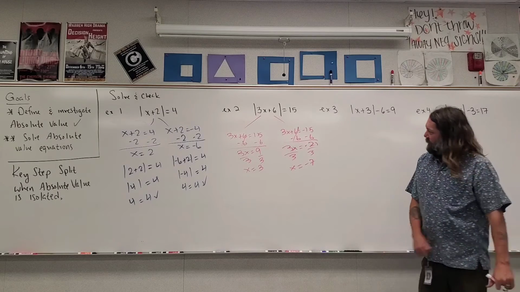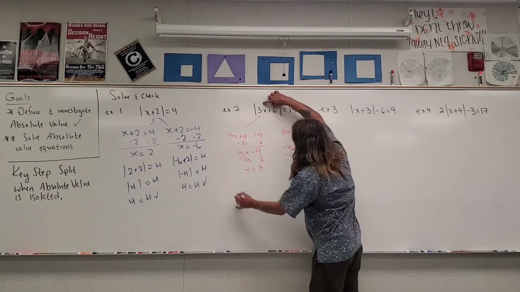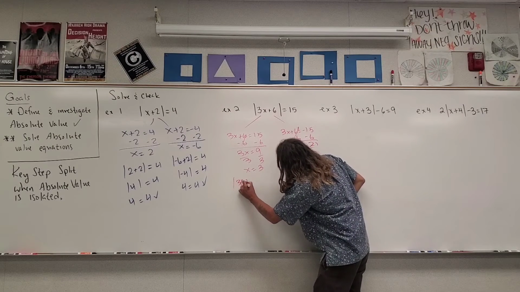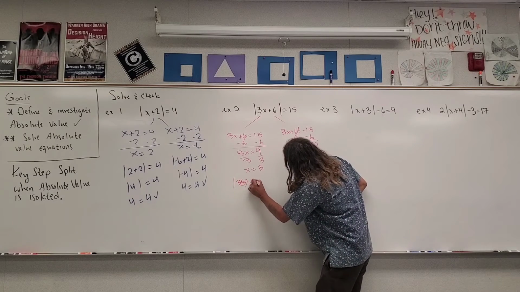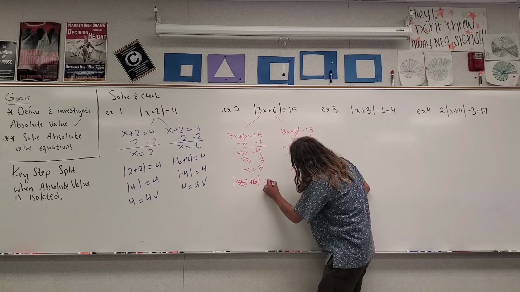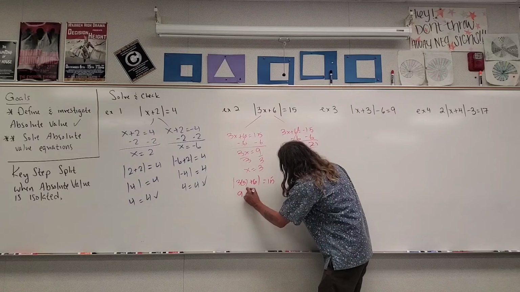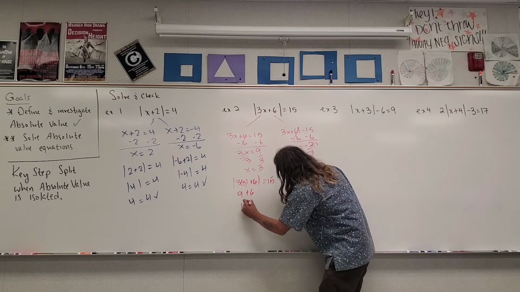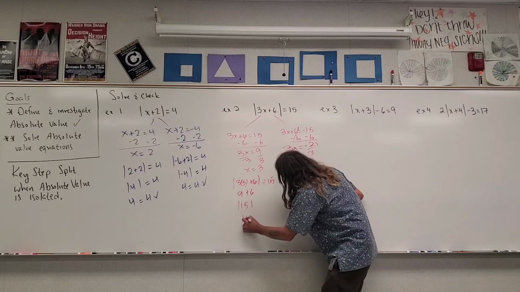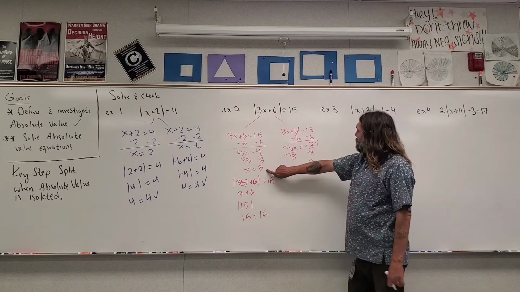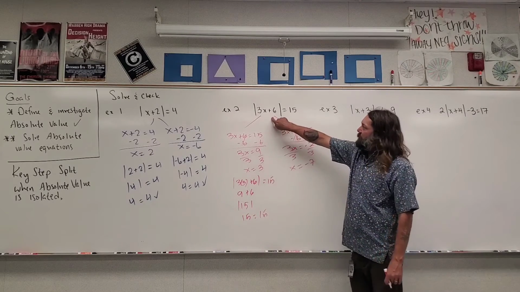Let's go ahead and check this. So I'm going to again check in the original, the absolute value of 3 times 3 plus 6. Is that equal to the length of 15 from 0? Well, 3 times 3 gets me to 9, 9 and 6 gets me to 15. The absolute value of 15 is 15, and we get a true statement. So x equals 3 is a solution to this absolute value equation.